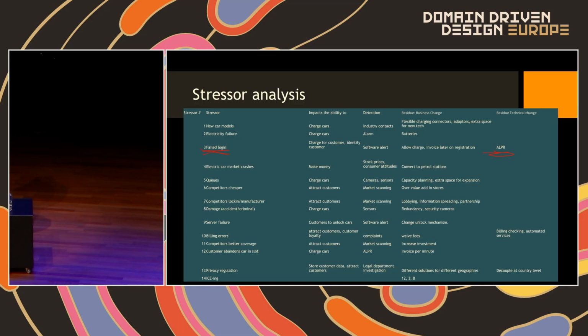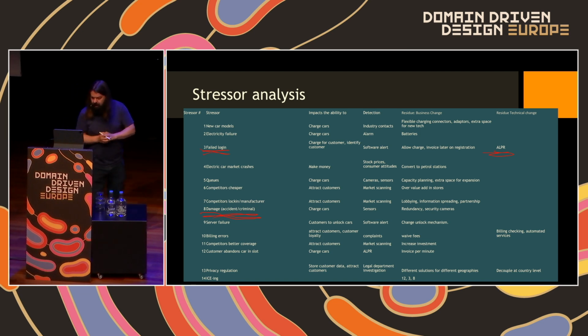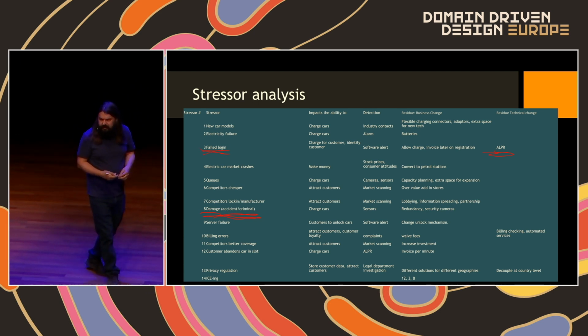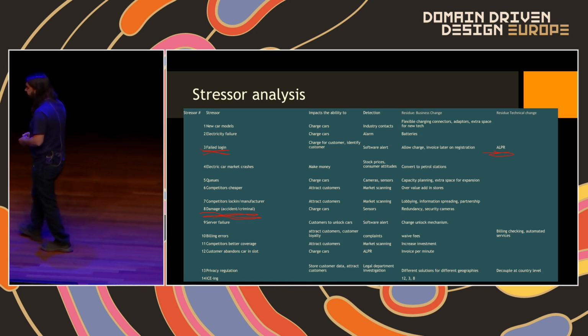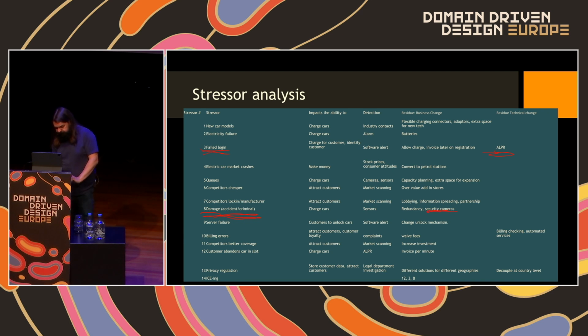The next thing that's interesting is number 8. And that's damage, accidental damage or criminal damage. Someone's going to drive into these things. Teenagers are going to spray paint them. How do we cope with that? Well, let's have some redundancy in our residue, and let's have security cameras.